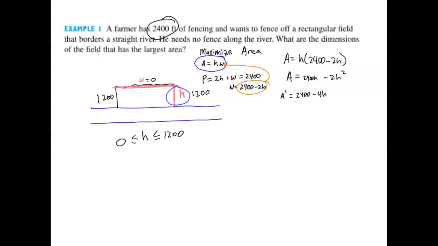Critical value, set it equal to 0, right? Okay, so 2400 minus 4h equals 0. I can divide out 4 from both sides. I'll get 600 minus h is 0. h is 600.